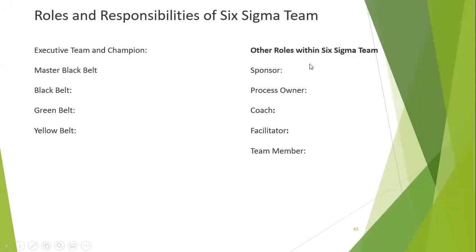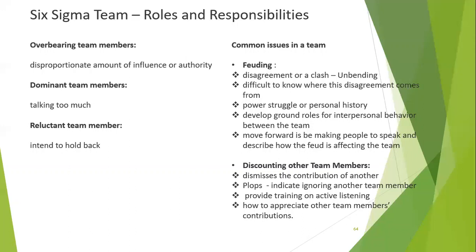Okay, mostly this will be the CEO or executive level in the company. And this is the roles and responsibilities of a Six Sigma team: office bearers and team members. Disproportionate amount of influence and authority.